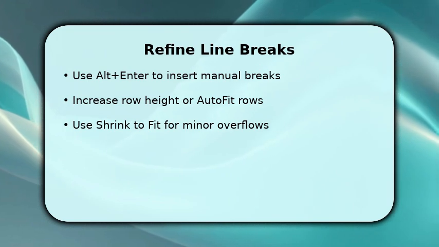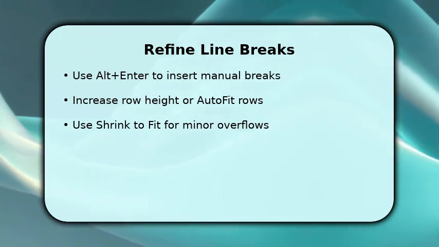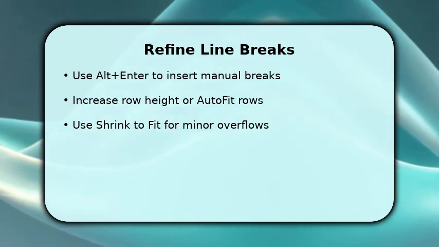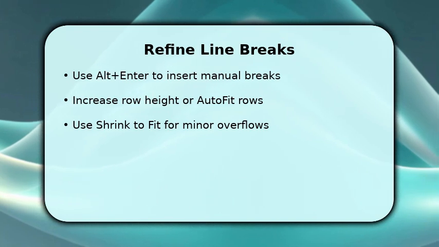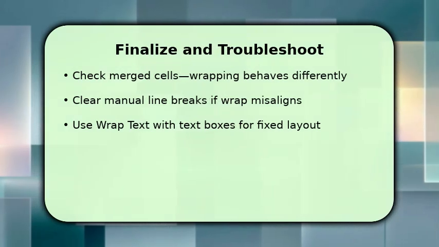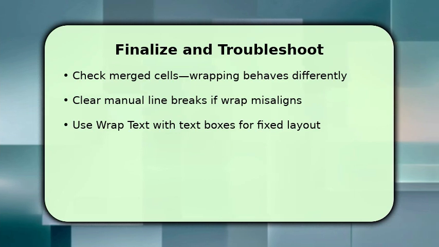Make sure to adjust row height manually or use Home, Format, Auto Fit Row Height so all lines are visible. If space is tight, consider Format Cells, Alignment, Shrink to Fit, which reduces font slightly instead of adding more lines. To finish, review merged cells because wrap text can act unpredictably across merged ranges.